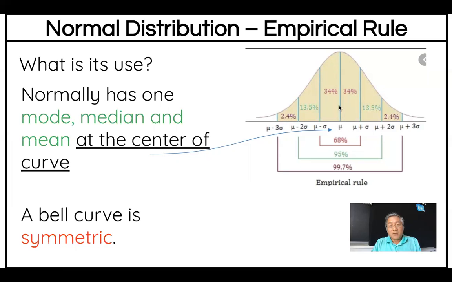And this center point has the most values compared to any other points, so that is also called the mode, right? So the mean has the biggest amount of data compared to any other points. So the mean, median, and mode are all the same value in the normal distribution. And we know that this curve is symmetrical.